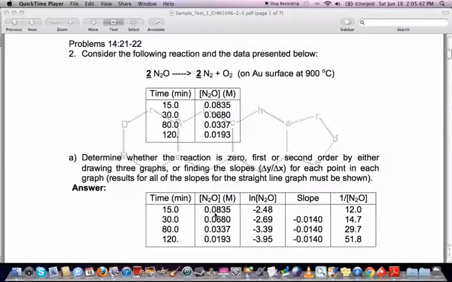And the way we'll do that is we'll put the natural log into our calculator. We'll find the natural log of this, natural log of this, natural log of this, natural log of this, and those are the values we come out with there. Then we go 1 over this, 1 over this, 1 over this, 1 over this, and that gives us the values we've got over here.